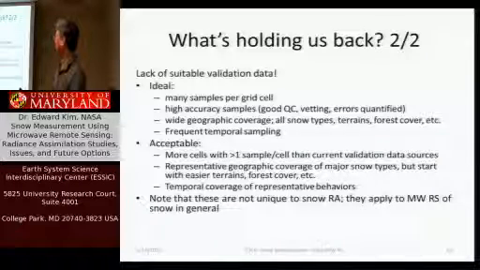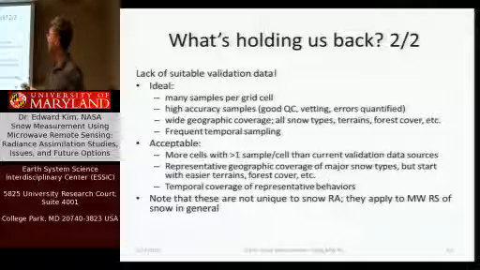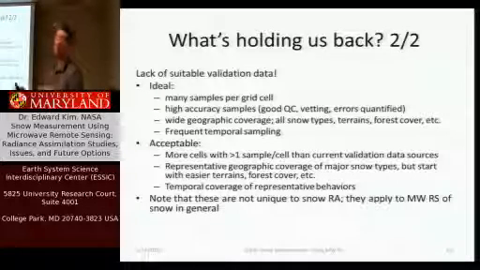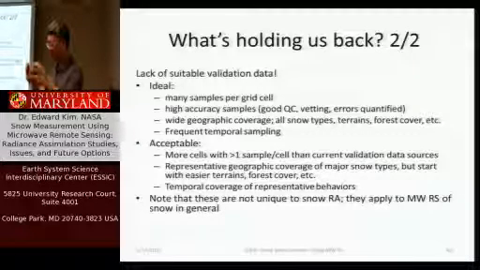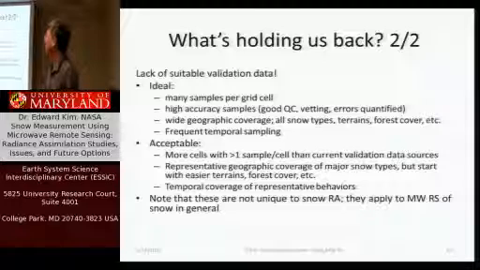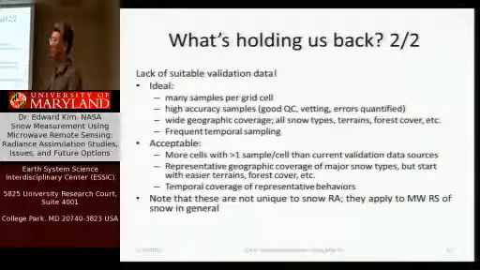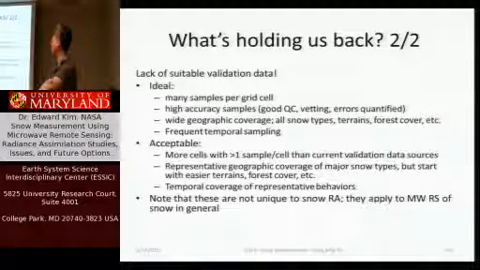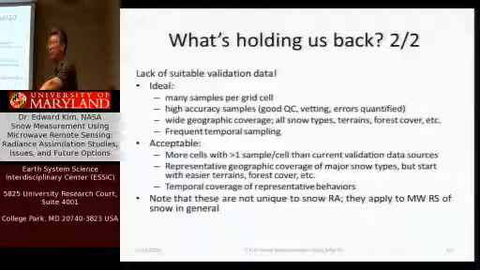I made an attempt to describe what I would consider to be an ideal validation data set. Of course, ideally you want everything. You want a lot of samples within each grid cell. Each of those samples needs to be high accuracy. You want wide geographic coverage. You definitely want to cover all the snow types, different terrain types, forest cover, and so forth. And you want it as often as possible. And of course, you're never going to get that.